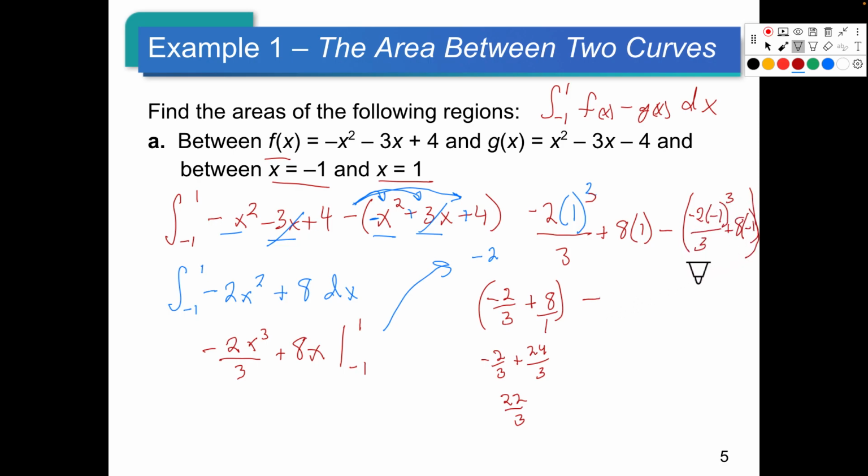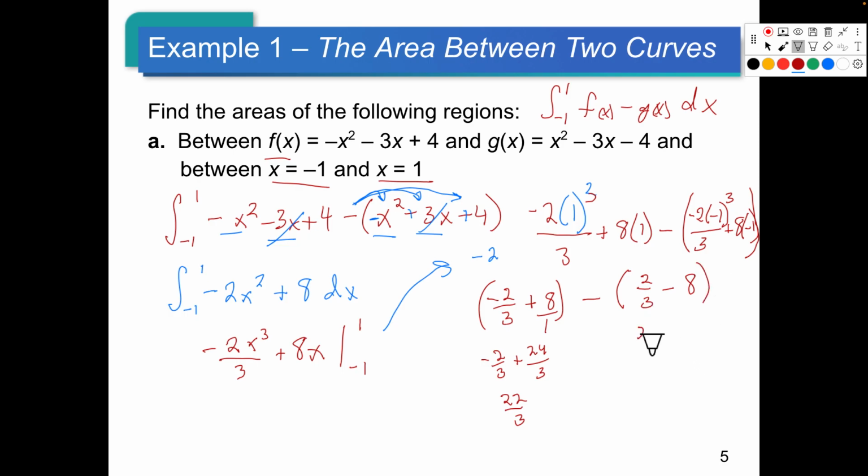Let's go ahead and calculate all of this. We've got a negative 2, negative 1 to the third, right? There's 3 negatives. It's still negative. So you got negative 2 times negative 1. It's going to be positive 2/3. Here we have a plus 8 times negative 1. This is going to become negative 8.